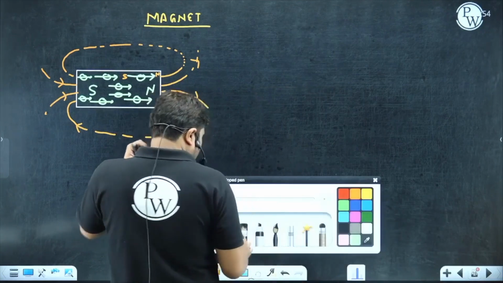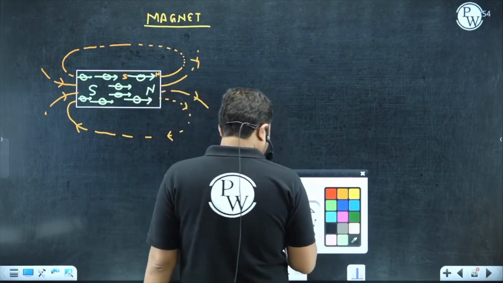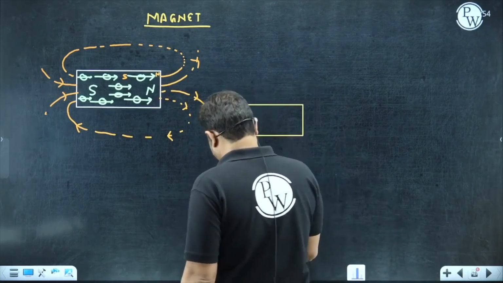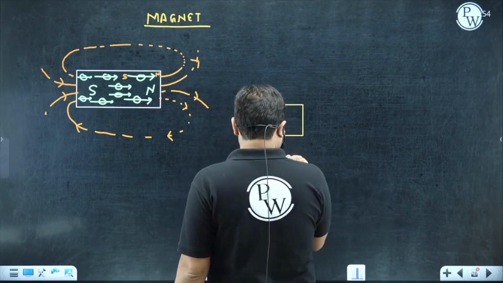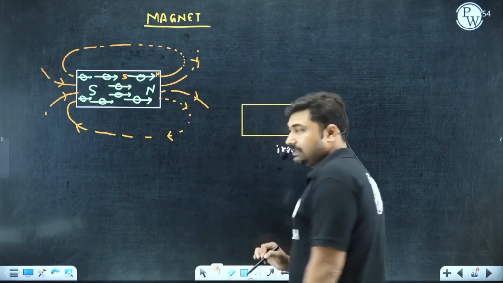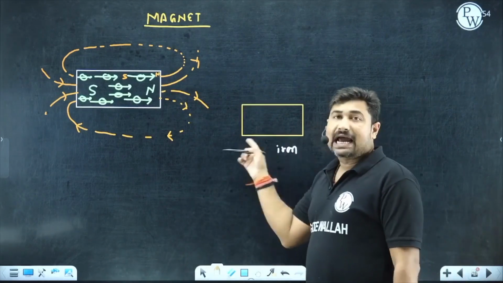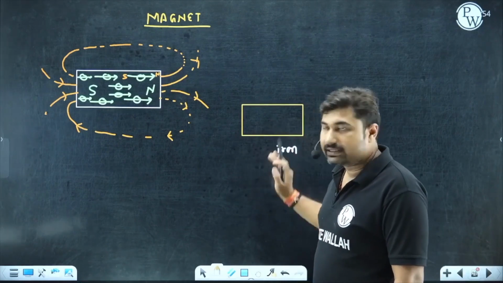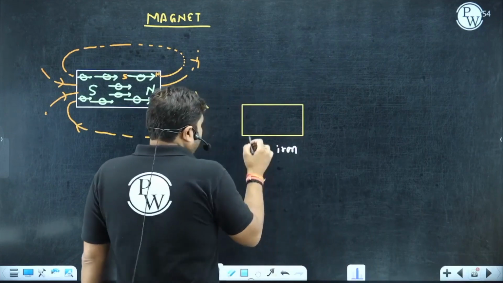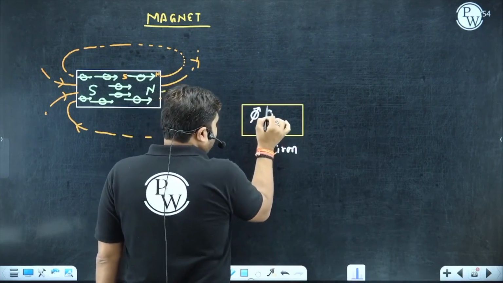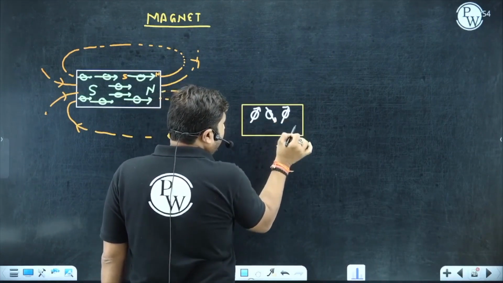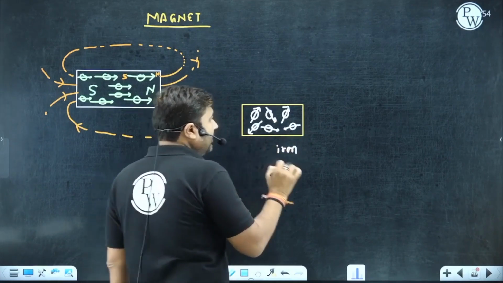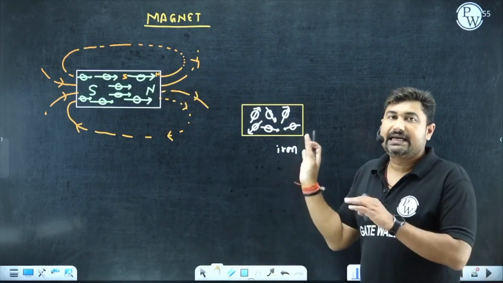Now please observe. If we have a small iron piece, then this iron is not acting as a magnet. But this iron material will have dipoles. If we have an iron material, it will have dipoles, but it is not acting as a magnet.